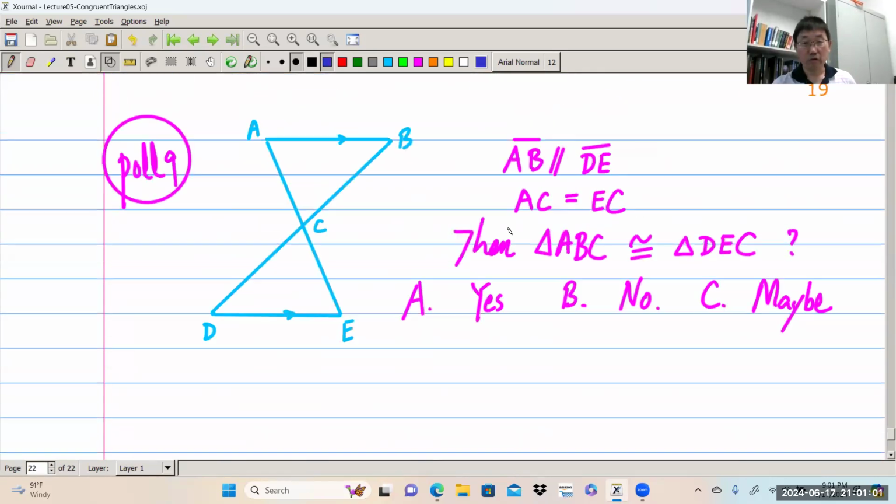So before you leave, I want you guys to try this last poll question here. AB is parallel to DE. AC equals CE. Let me mark that for you. AC equals CE. Do you think these two triangles, ABC and DEC, are congruent? And if yes, why? You need to be able to prove it, not just guess, like by my eyeballs they look congruent. That's not the right argument in geometry.